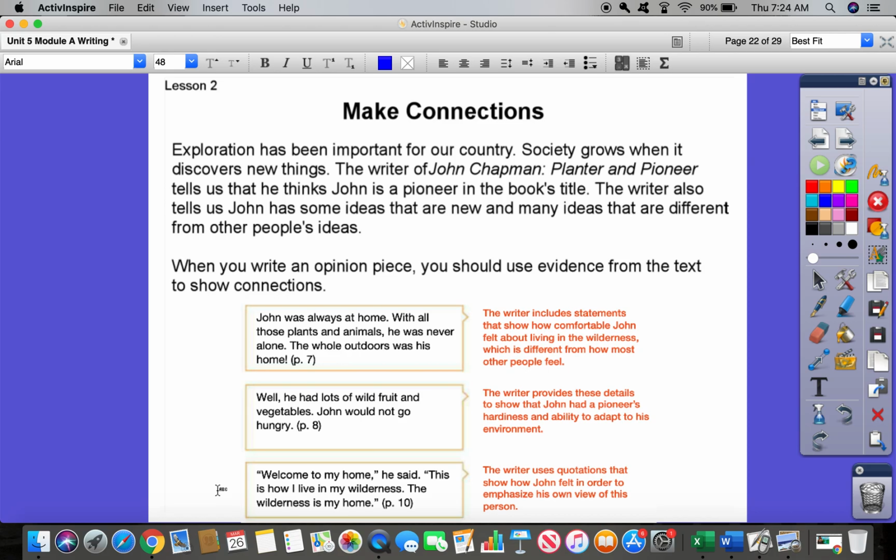And finally, "Welcome to my home," he said. "This is how I live in my wilderness. The wilderness is my home," from page 10. The writer uses quotations that show how John felt in order to emphasize his own view of this person.